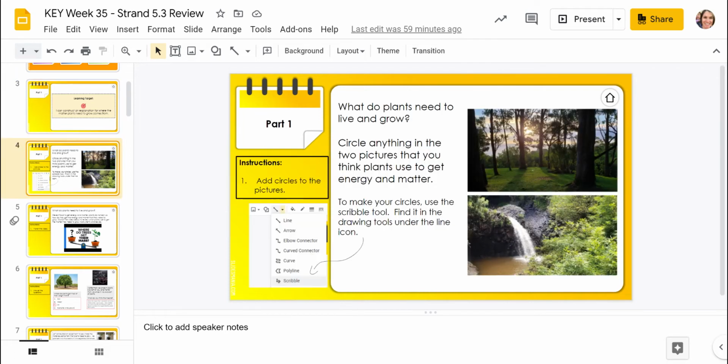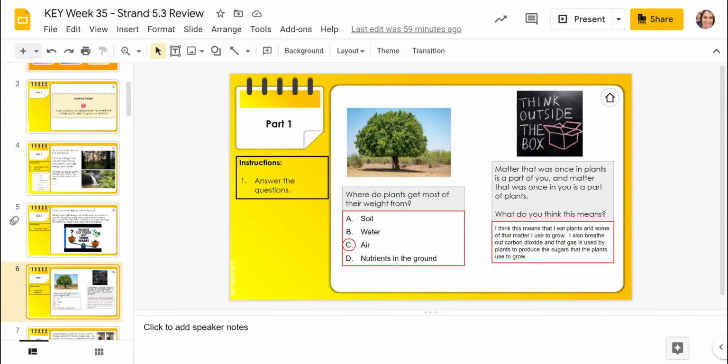So the first question that showed up in part 1 is on slide 6. Where do plants get most of their weight from? The answer is C, the air.